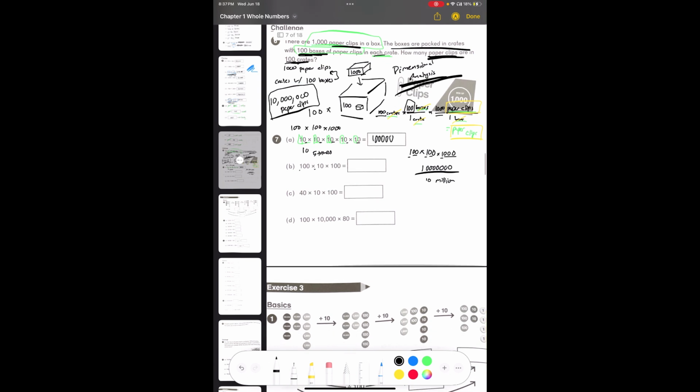Same thing with here, all 1s. So 1, 2, 1, 2. So 2 plus 2 plus 1, that's just 5. So we're going to add 5 zeros here. And that's your answer. 40 times 10 times 100.